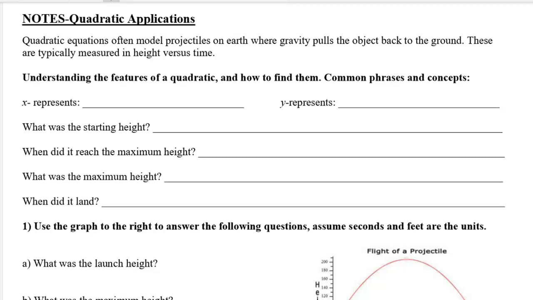Perfect. Guys, what shape does it make for a quadratic equation? A U, right? Upside down or right side up, it depends. So here we go. Understanding the features of a quadratic and how to find them. Common phrases and concepts. Here we go.